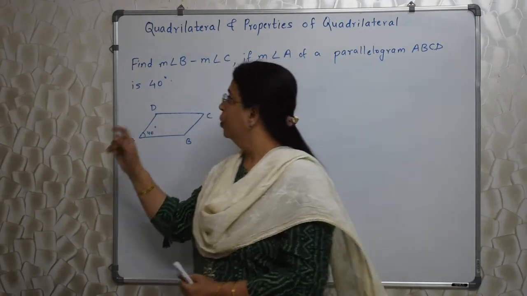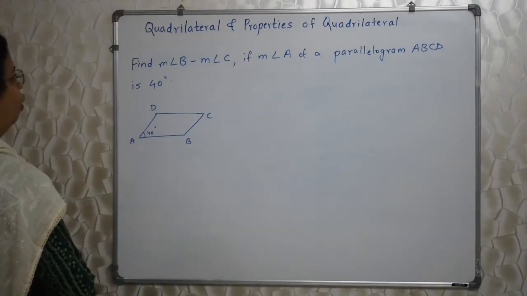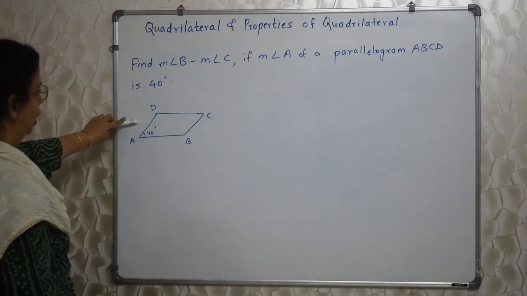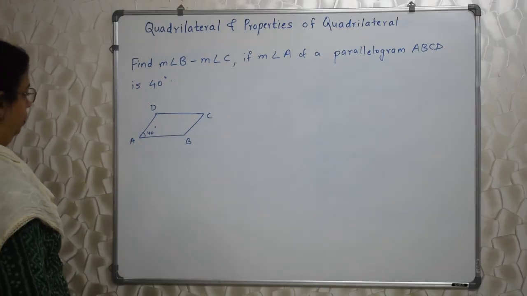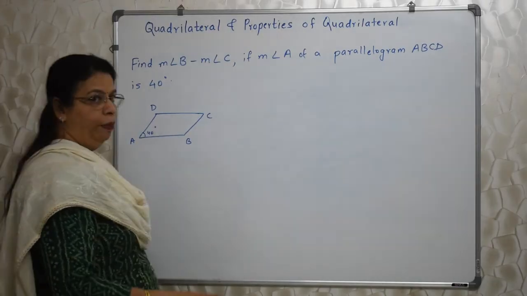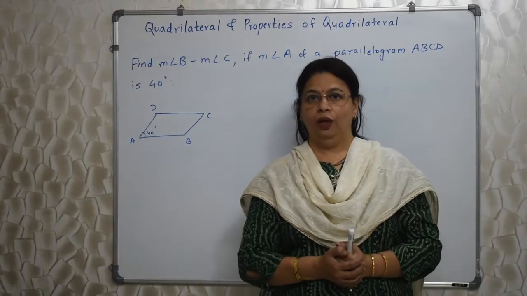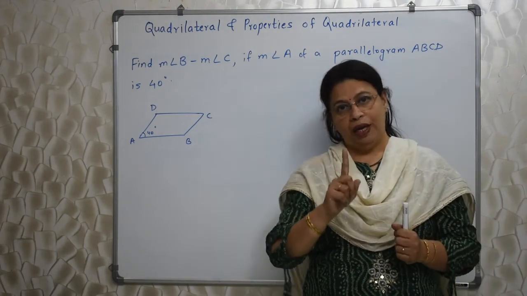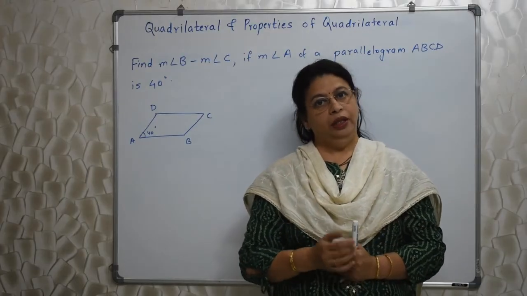Students, read this sum. Find measure angle B minus measure angle C if measure angle A of a parallelogram ABCD is 40 degree. I have just drawn one parallelogram and I have named it ABCD. A is 40. We need to find measure angle B minus measure angle C. Here are 2 important properties of any parallelogram: adjacent angles of any parallelogram are supplementary, and opposite angles of any parallelogram are always congruent. We are supposed to use these properties here.